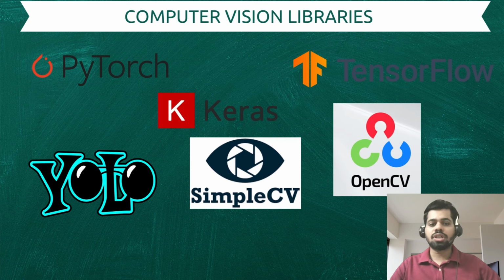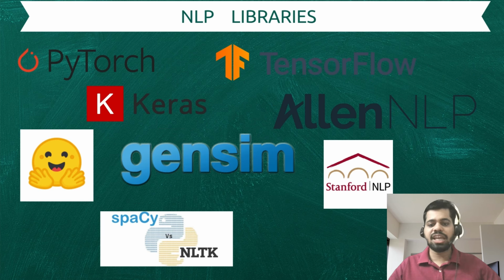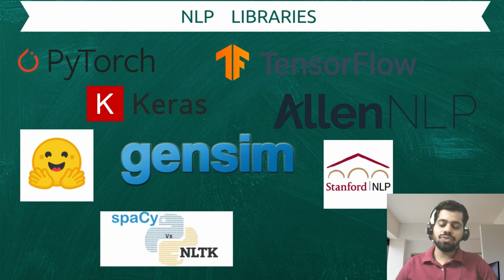Then coming to a specific use case like computer vision, you have specific libraries like YOLO, SimpleCV or OpenCV. YOLO is for building models; SimpleCV and OpenCV are for doing various operations on images and videos. Then coming to NLP, we cannot cover these in detail, because you need to understand deep learning and computer vision or NLP before covering these library functionalities. So I'm just mentioning what libraries are available.